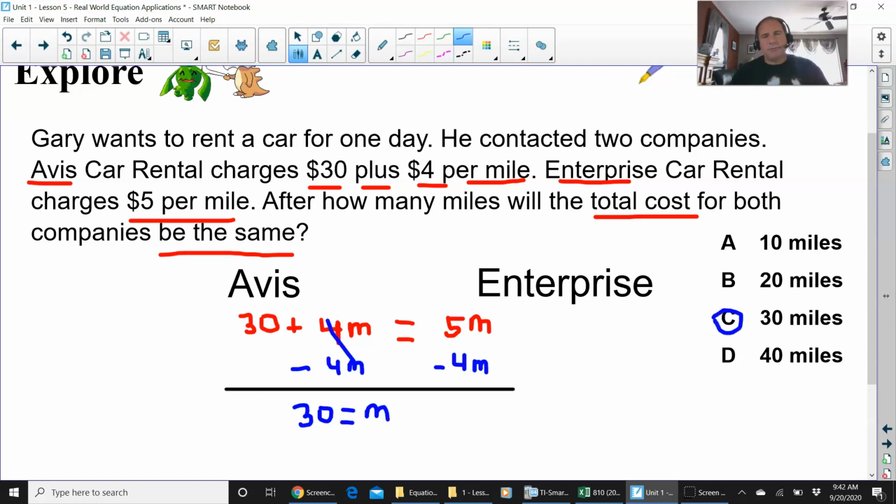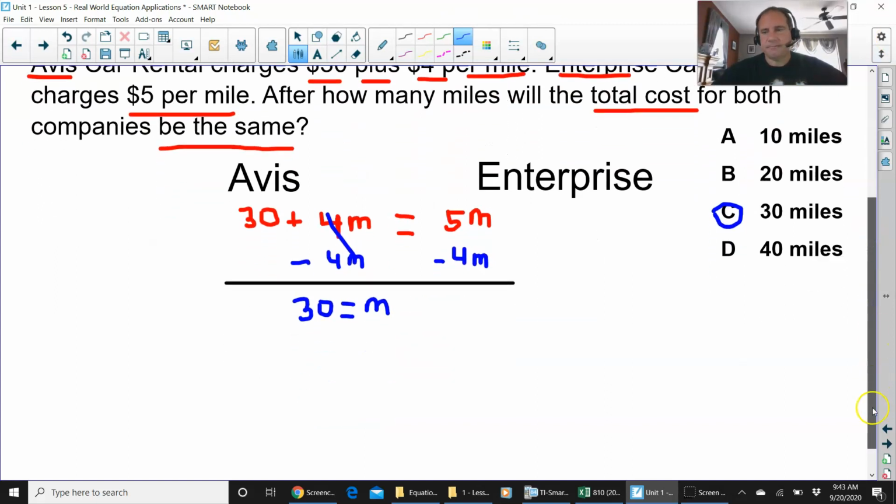Okay, there it is. You subtract 4M on both sides. Very important to get the smaller coefficient variable over to the larger. Look at how easy it is. Subtract 4M on both sides. You get 5M minus 4M is just 1M. You don't need the 1 in front of the M. And then equals 30. You're finished. It's 30 miles. And that problem is finished.